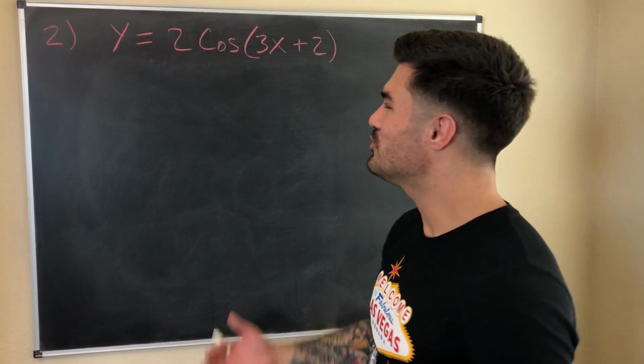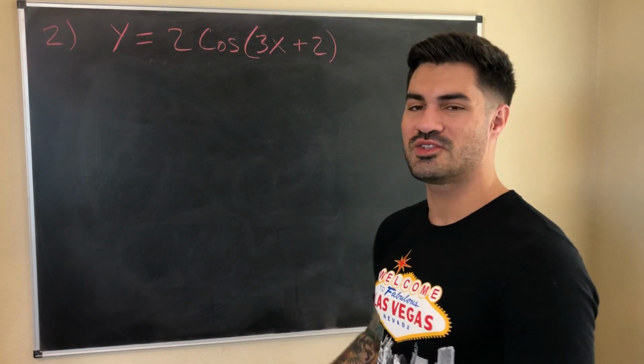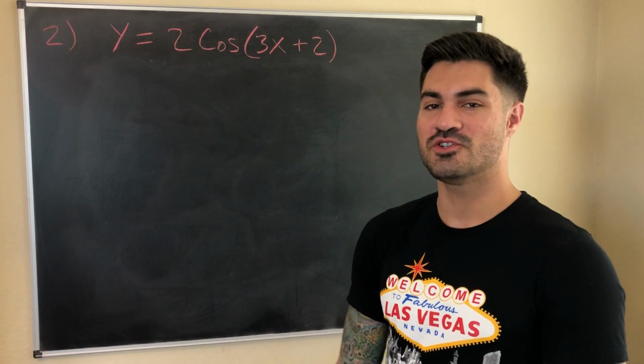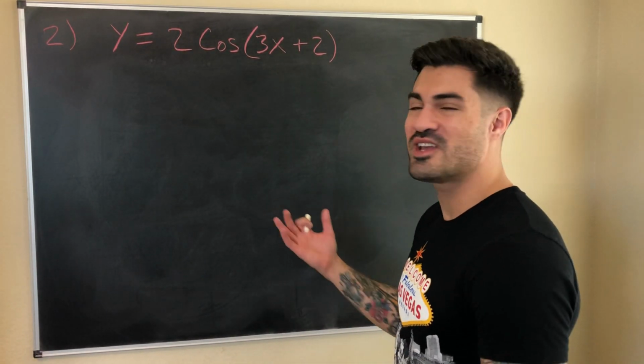All right, so for number 2, we are given a function. We're asked to find the inverse function of this function as well as the domain of that inverse function. So typically when we find inverse functions, we switch the x and the y, and then we solve for that new y. That's exactly what we're going to do here.